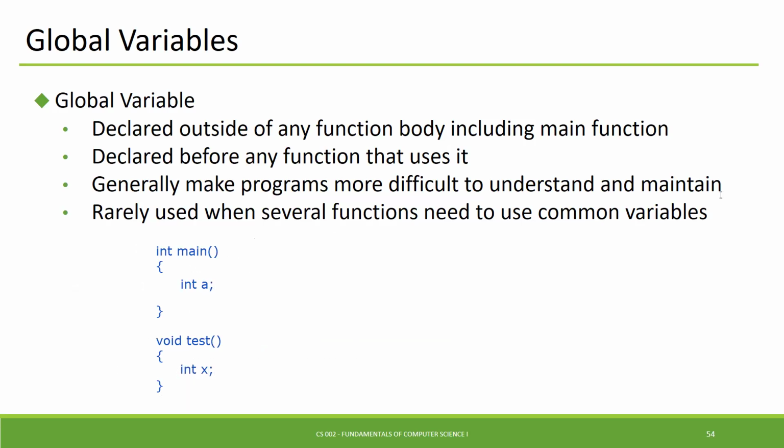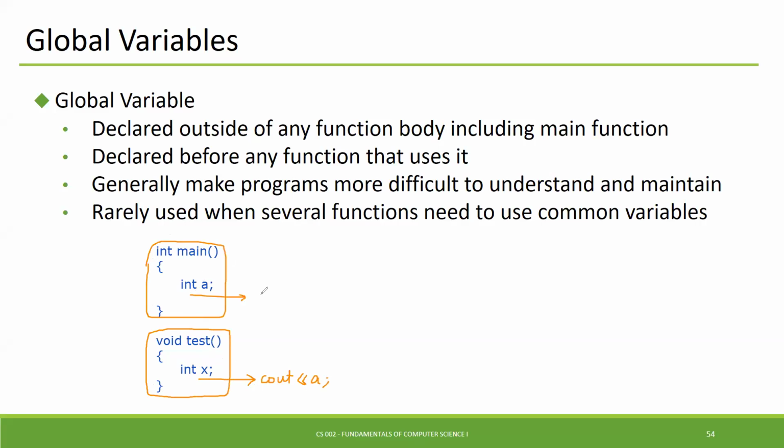Guys, look at this one. See here, A is a local variable, right? A is local to the main. So it means that A can be used only inside the main. It's the same thing, X can be used only inside the test. So for example, if I print out A here, then it is an error, right? Because there is no A. And it's the same thing.